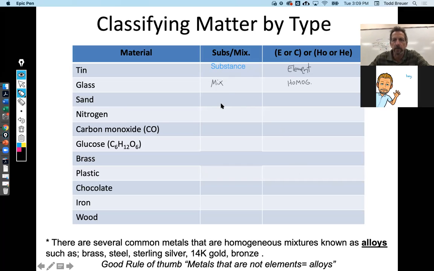So we think about sand. Sand we know is not on the periodic table. We also know that I didn't give you a chemical formula for it, so there's no well-defined formula.